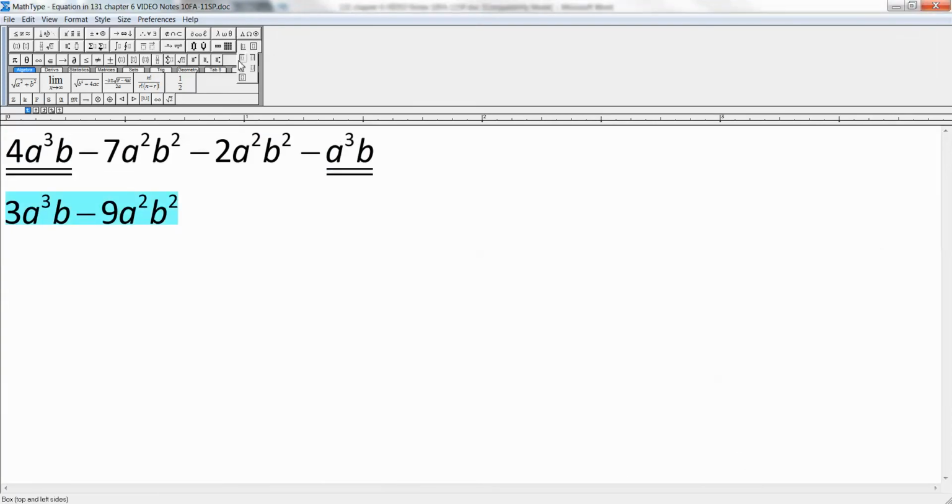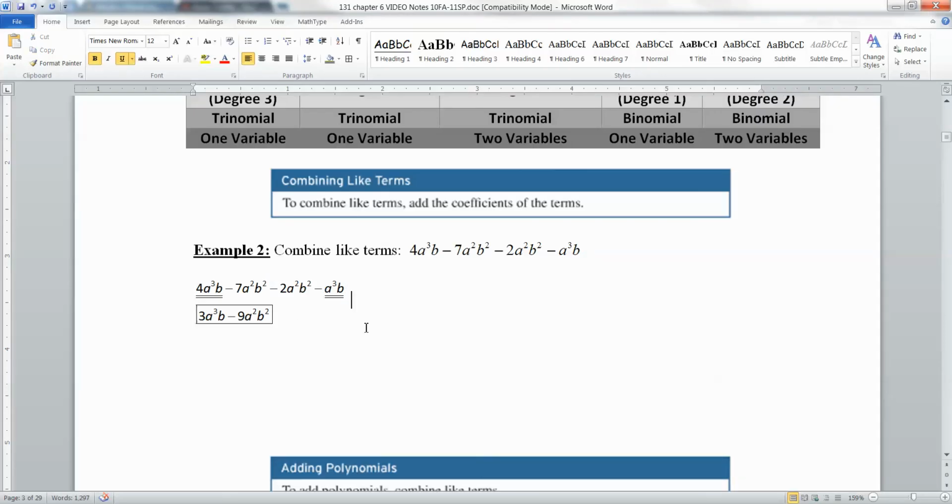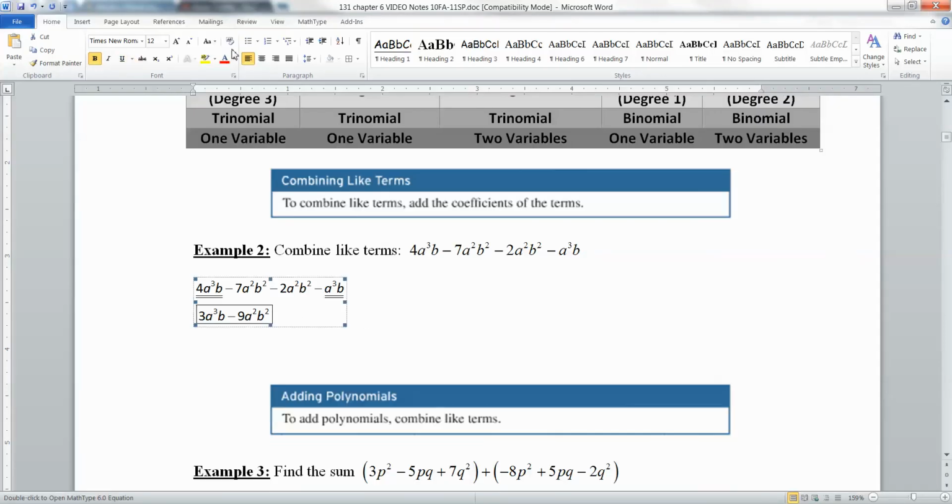I'm going to box this because that's our final answer. And you can't combine what's left because what's left is not like terms anymore. So you're finished right where we stopped.